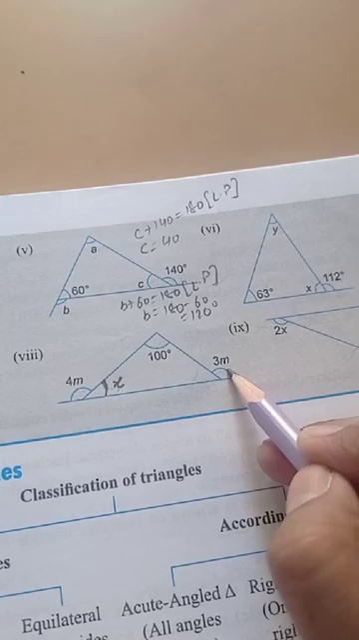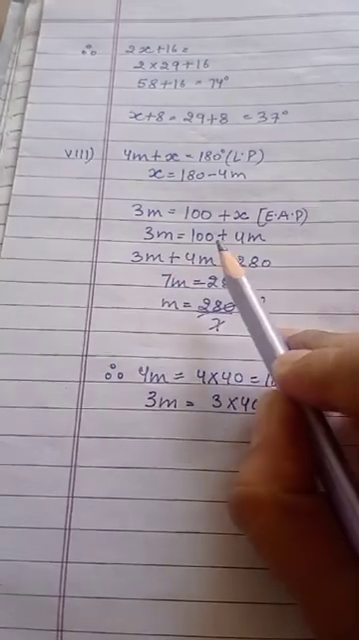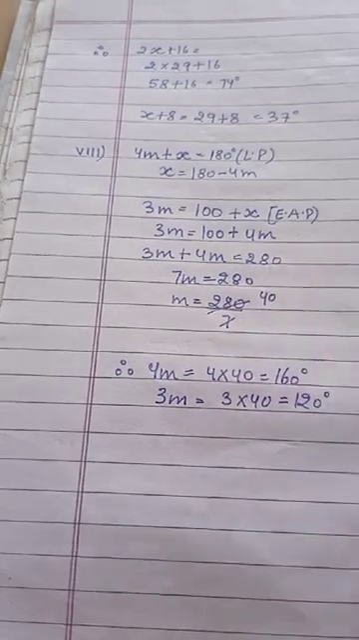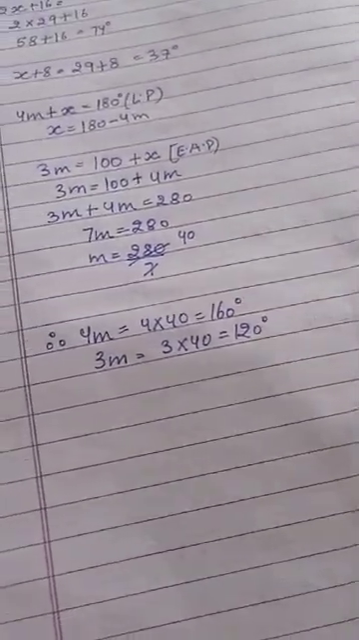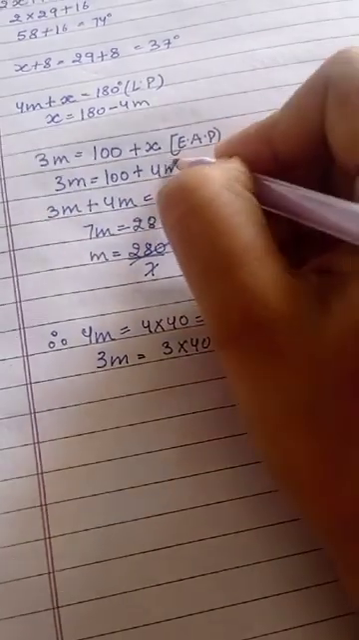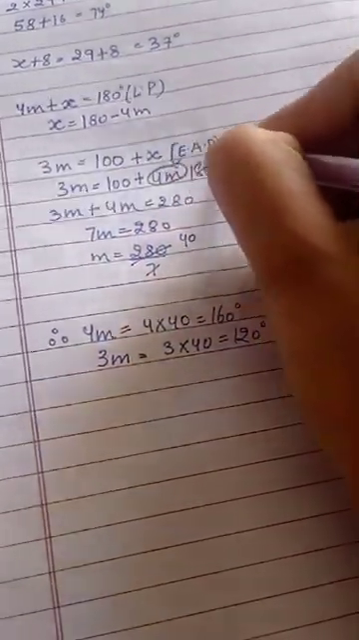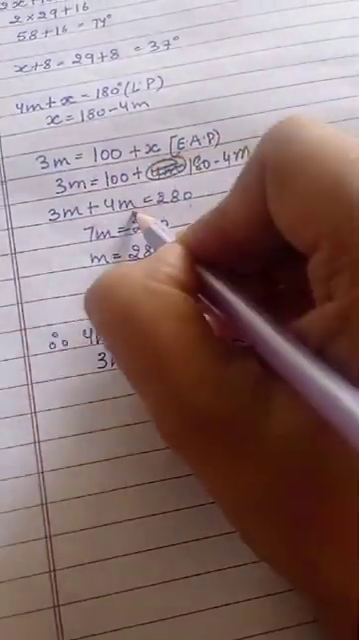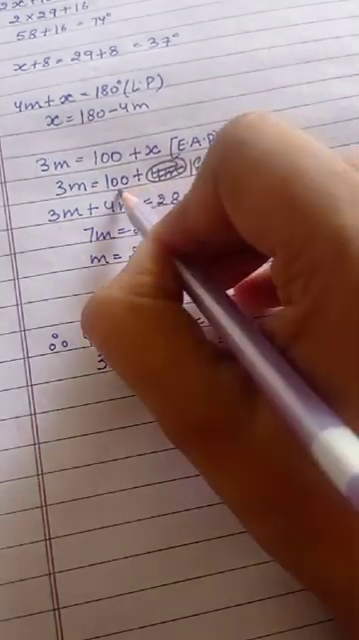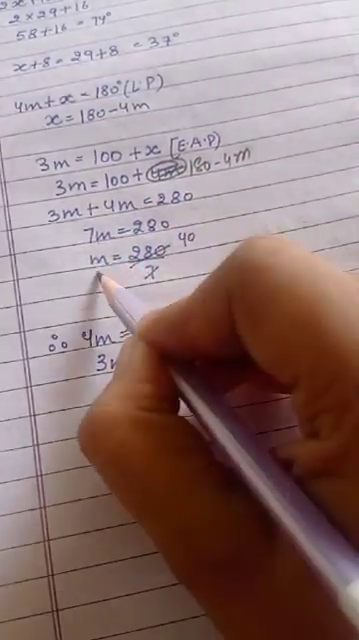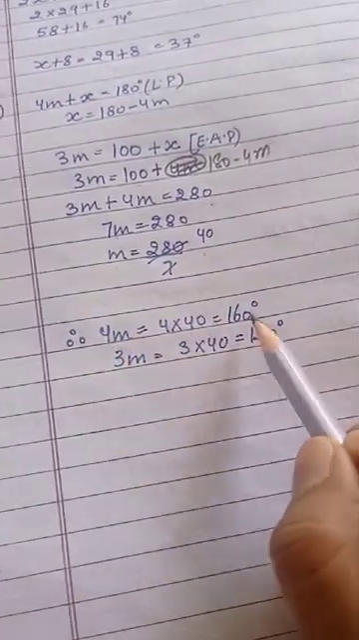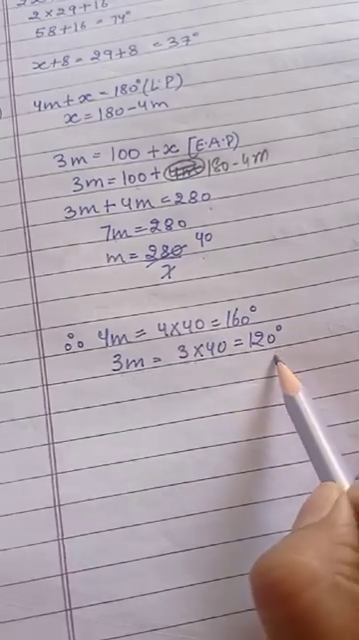Now I am going to write 3m is equal to 100 plus x. Look here. 3m is equal to 100 plus x. Clear? X we got. What was x? X was 180 minus 4m. Cut it. So transpose 4m that side. It will be 3m plus 4m. 180 plus 100 will become 280. 7m is equal to 280 and m is equal to 40. So what are the angles? 4m and 3m. 4 into 40 is 160. 3m is 3 into 40 is 120 degree.